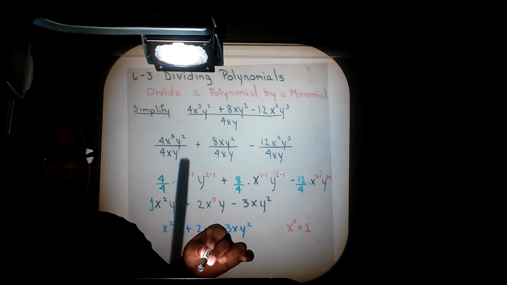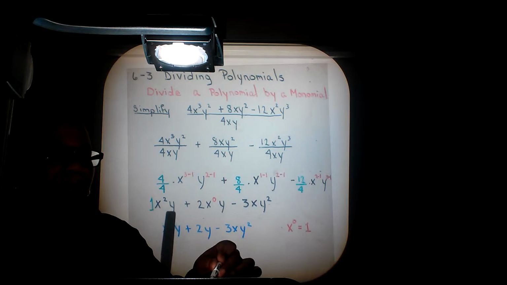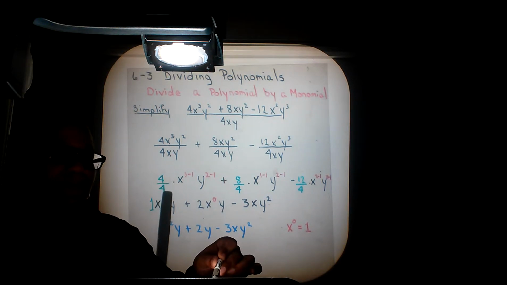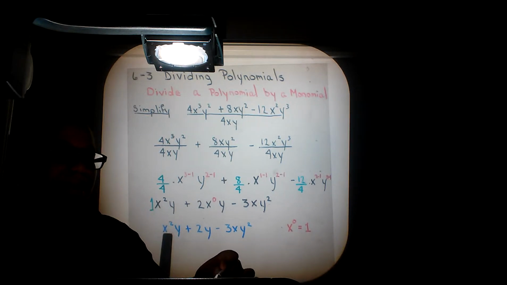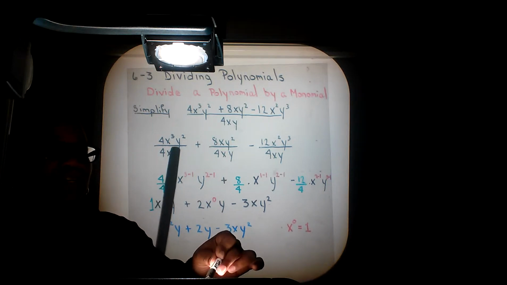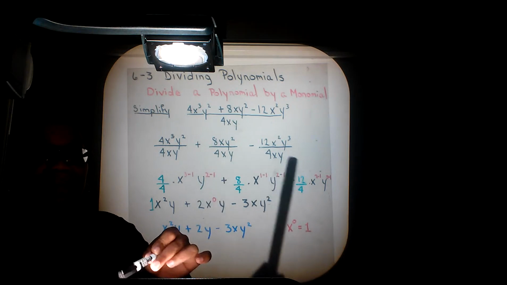Right here, I brought it up, so it gives me y raised to the 2 minus 1. That's going to give me y to the first. And then I simplify 4 over 4, which gives me 1. And then I end up still simplifying this also over here. That gives me x squared y. Why I'm just showing you one little term is because you do the same with the other two.